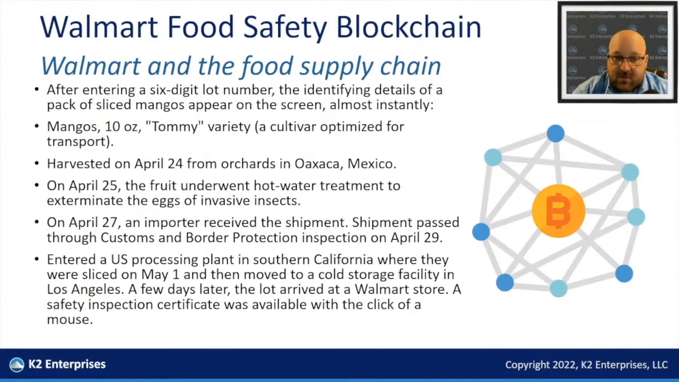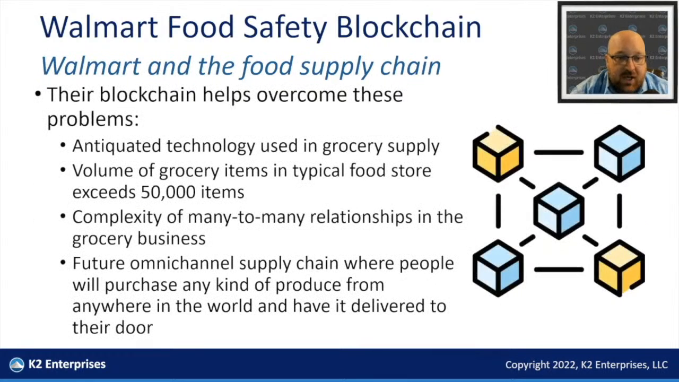So it was harvested on April 24th in Oaxaca, Mexico. On the 25th, it went through a hot water treatment to sanitize the product. On the 27th, it was imported. Okay, it passed border inspection on the 29th, okay? Then it went into a facility on May 1st where it was cut, sliced, and packaged and made available for retail sales. So what did blockchain allow to happen here, okay?